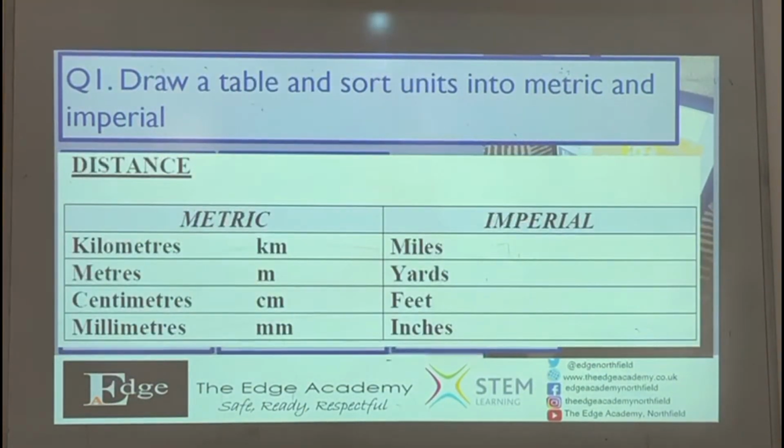So well done if you did that. So you need to understand that metric is kilometers, meters, centimeters and millimeters, and all of the others were imperial. You need to know the symbols only for the metric. You won't be asked to do any symbols for imperial.